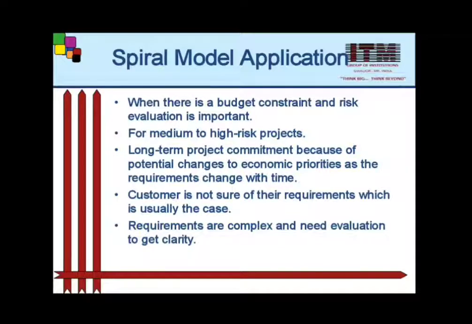And the next one is long term project commitment because of the potential changes to economic priorities as the requirements change with time. Obviously the customer is not satisfied all the time, and the requirements in the context of the customer or user are always subject to changes. So in that type of project we need the spiral model. Next, the customer is not sure of their requirements, which is usually the case. Okay. And the next application is when requirements are complex and need evolution to get clarity.